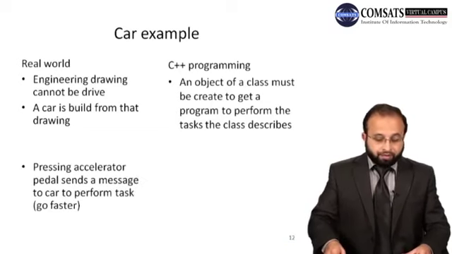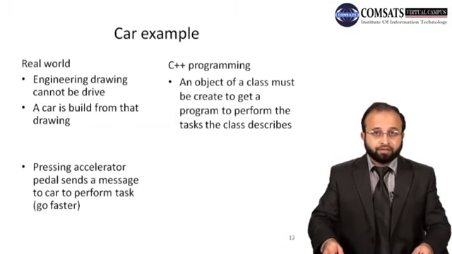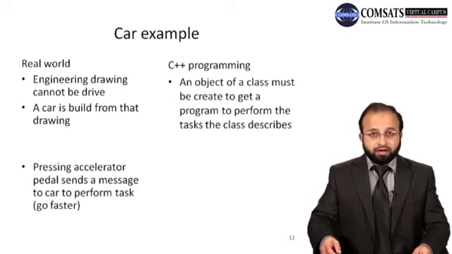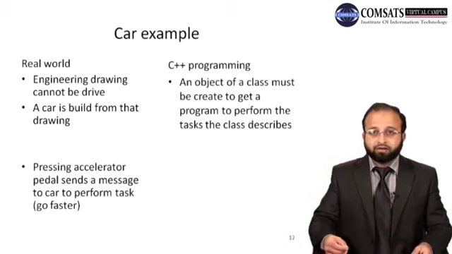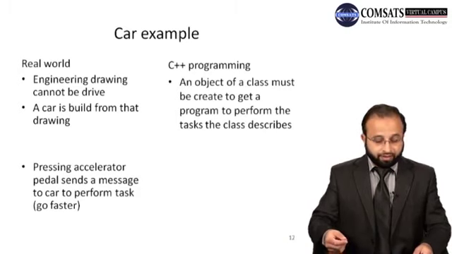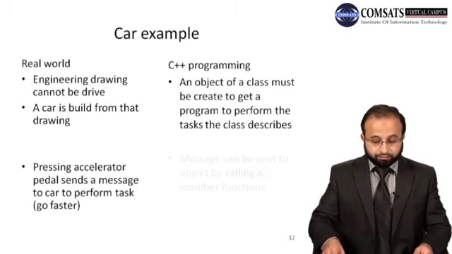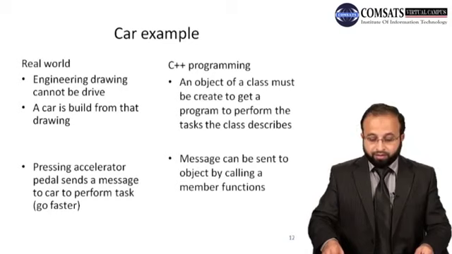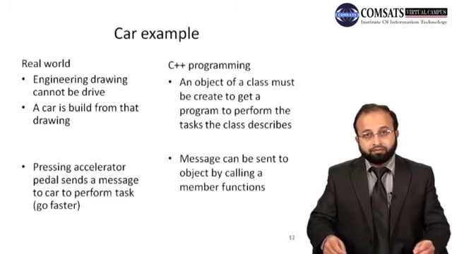Now in the real world, pressing the accelerator pedal sends a message to a car to perform a task. What task? Go faster. So this is a kind of message sending to a class. You are providing a message to a class using the accelerator pedal interface, so that when you press that pedal the car goes faster. In C++ programming, a message can be sent to an object by calling a member function. So you call the function.